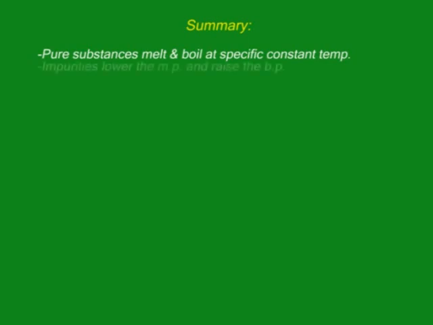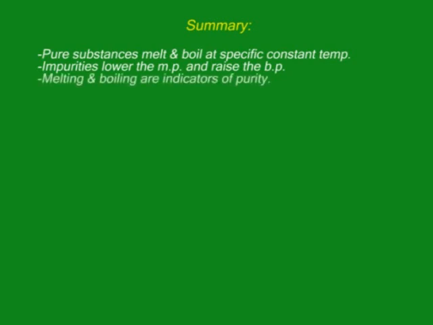Now, in summary, pure substances melt and boil at constant temperatures that are specific for particular substances. Impurities will lower the melting points and raise the boiling points of substances. Melting and boiling points are therefore used to determine the purity of substances.